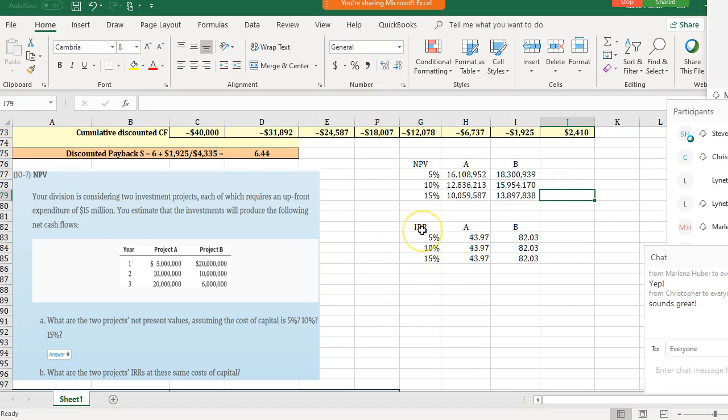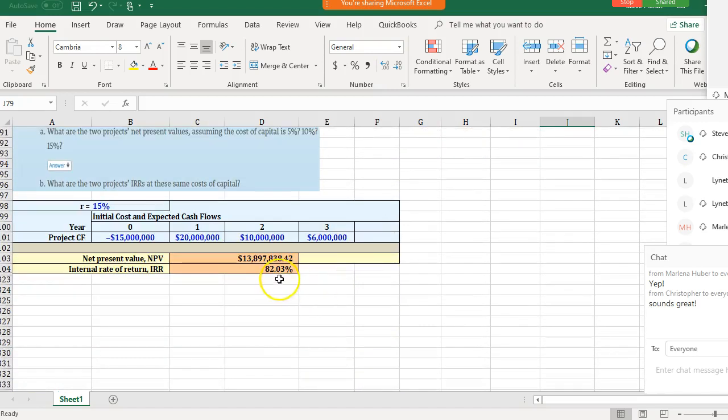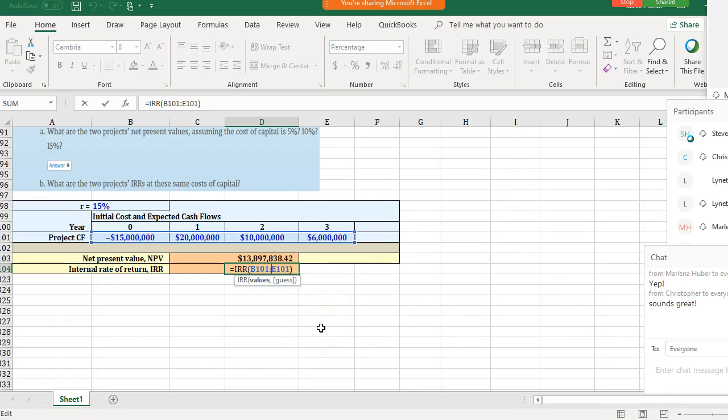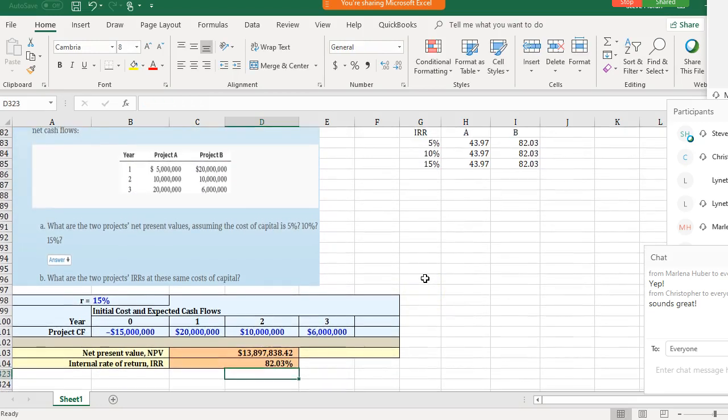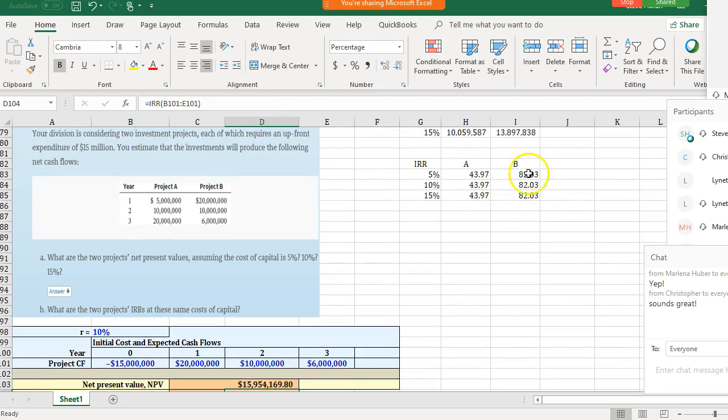Now the second one that they want us to do is to actually do the IRR calculation for both projects A and B. And that's already built in down here. It's right here. And so remember the IRR formula is really simple. It's just literally bringing in the range of numbers. So it's B101 to E101, which is my negative 15 all the way to my 6,000. And IRR does not take into account what the company's WACC is. So what the WACC is never comes into play to do this calculation. And what I want you to see is for project B, it's 82.03. No matter what I make this percent, it never changes. That 82.03 doesn't change. Okay. So that's why it's the same number for all three.